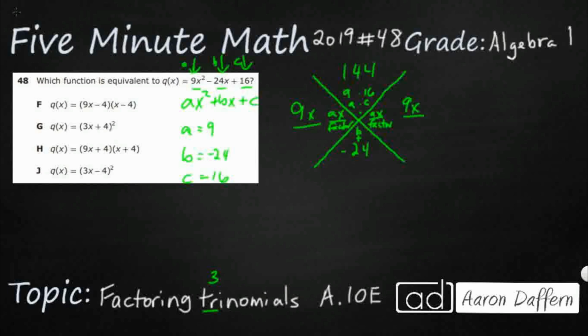So really, let's start with our 144. I need two factors that make 144 and add to negative 24. Since it's going to be negative, I'm going to need at least one of my factors to be negative. And since the product is positive, I actually need both factors to be negative. So two negatives to add to negative 24 and to multiply to positive 144.